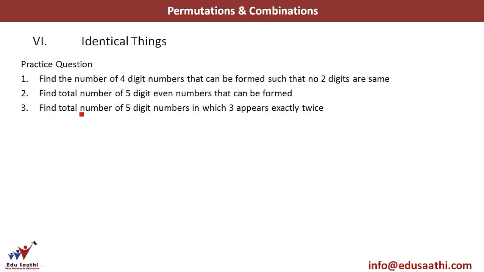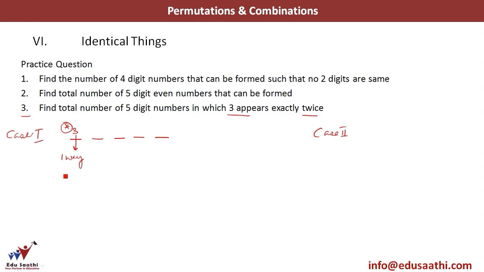So let's look at this third question here. Find the total number of 5-digit numbers in which 3 appears exactly twice. To solve these kind of questions, we always form cases. So case 1 here, and let me write case 2 here. So case 1, I'm assuming that in this 5-digit number 3 appears here in the first place. Now this is the 10,000s place. Since I've already written 3 here, this place can only be filled in one way, which is 3.